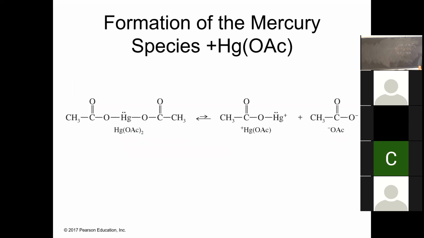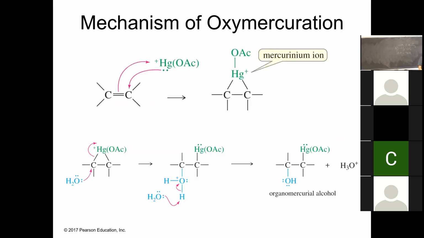So here is the dissociation that takes place. The alkene attacks the mercury. The mercury has a lone pair that can attack the other side, and we get this 3-membered ring. This 3-membered ring prevents a hydride or methyl shift, and so that's why we don't have rearrangement or polymerization.